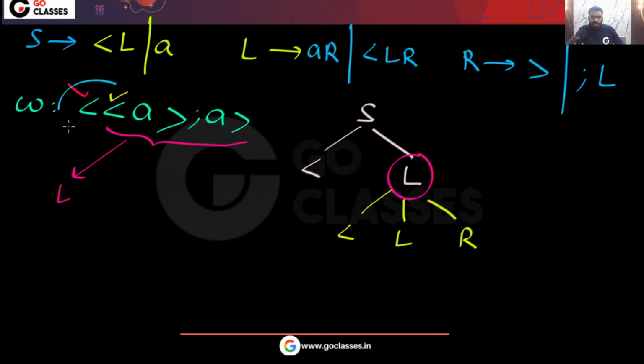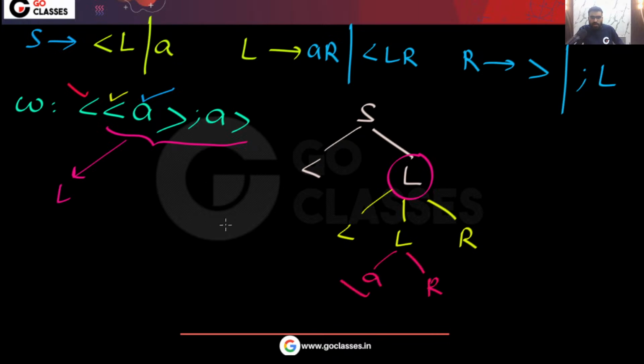Okay, we have already created these two symbols. Now we need to create this string: a greater, then semicolon a greater. So let's see, this L I can replace with what? I want the next symbol, that is a. So should I take this production or this production? Very simple, I should take the first production. So I will replace this with AR. There is no other choice.